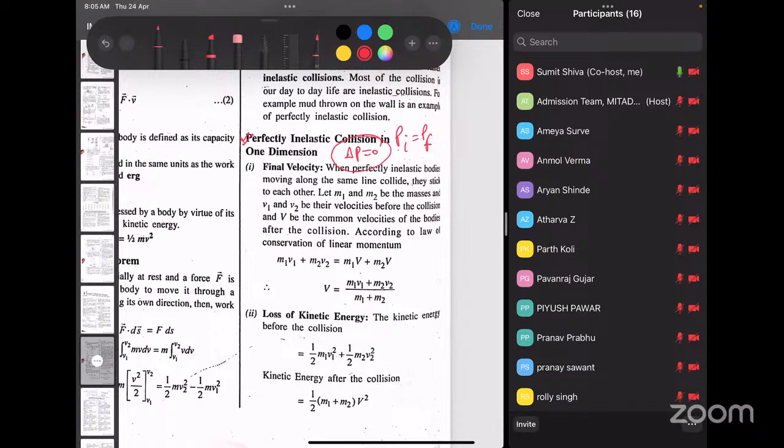m1 v1 plus m2 v2 is what? This is the initial linear momentum. And now we will go for the final linear momentum.